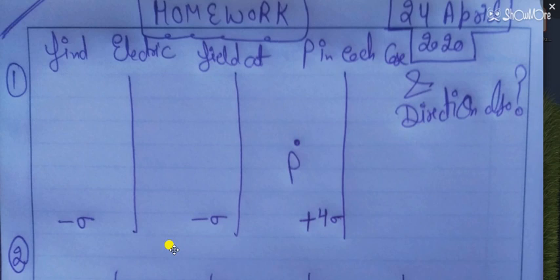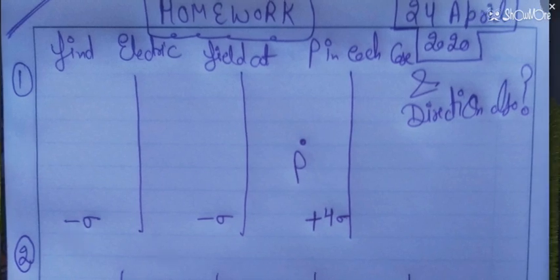Here I have three sheets. This is minus sigma. So point P is here, and I will mark the color. This color I will use for minus sigma. At point P, the electric field due to this minus sigma will be in this direction, and its magnitude is sigma by epsilon naught. I hope this is clear now.